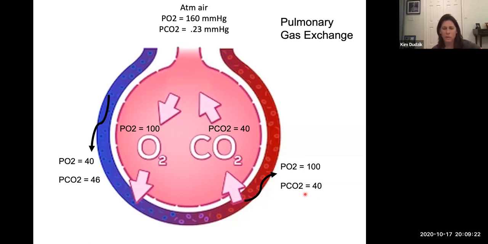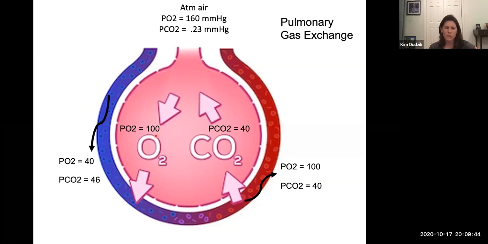So the partial pressure of CO2, by the time it gets back into the circulation that's going to go to the left side of the heart, is about 40. Okay, so that's what we're talking about with gas exchange.